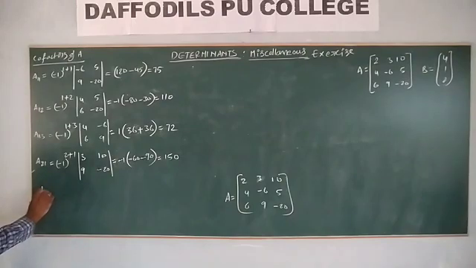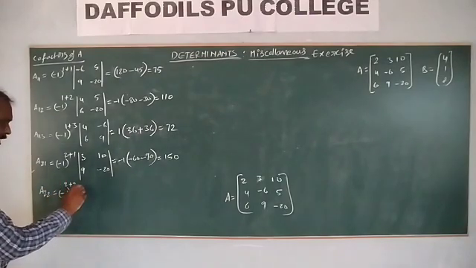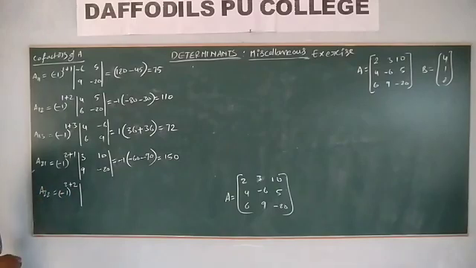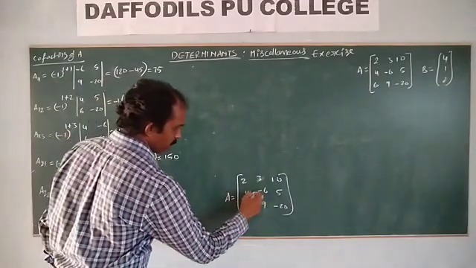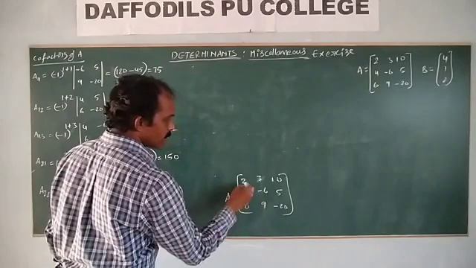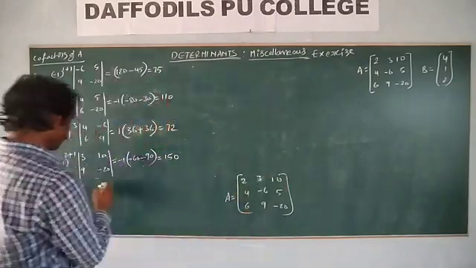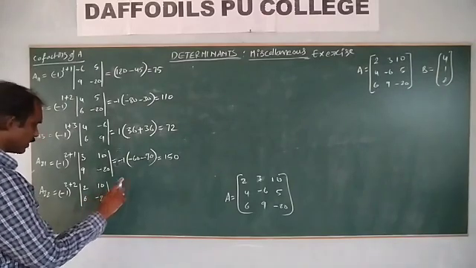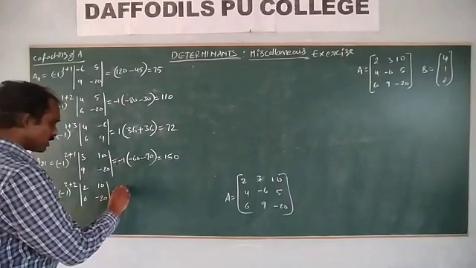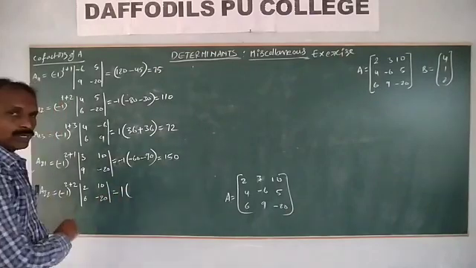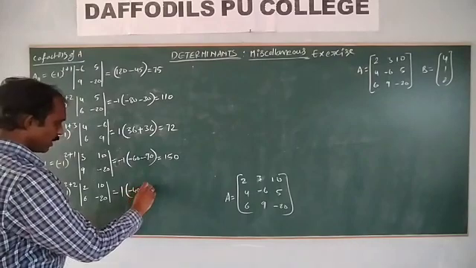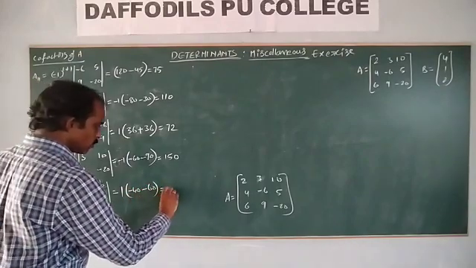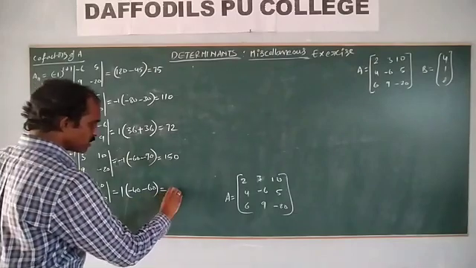Next one. A22 is minus 1 to the power of 2 plus 2 and its minor. For A22, deleting this row and this column, the remaining elements are 2, 10, 6, -20. That is equal to minus 1 to the power of 2 plus 2, so plus, 2 into minus 20 is minus 40, minus 60, that is equal to minus 100.